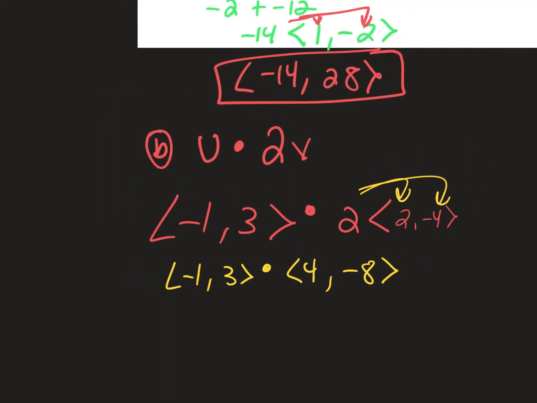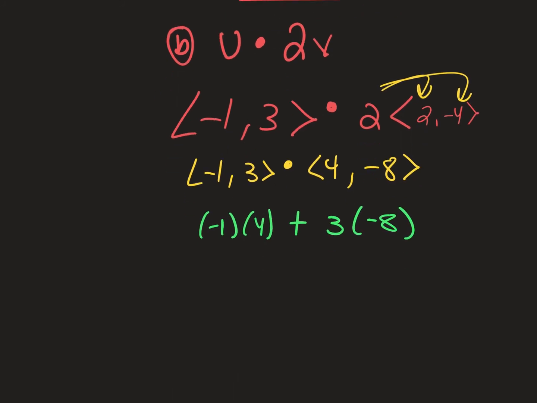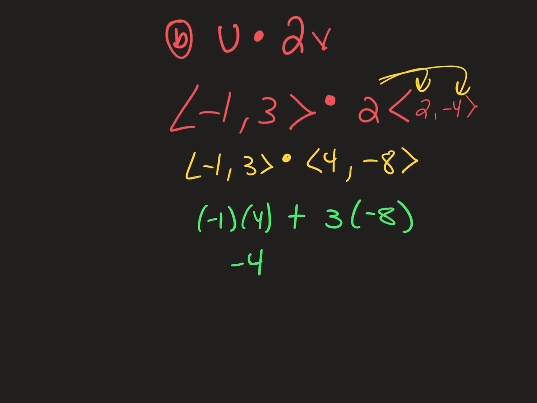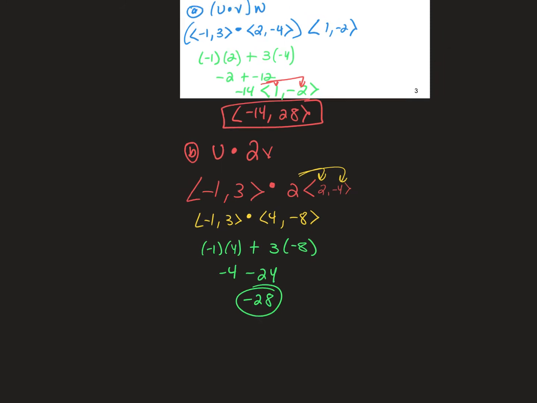Do you see all of the work that I'm showing? This is super basic computation, but I need to see your work. You guys have got to show me work. Now, if I find the dot product, it's first times first, so -1 times 4 plus 3 times -8. So -1 times 4 is -4. 3 times -8 is -24. So what is the answer here? -28. Perfect. Questions? Everybody okay?